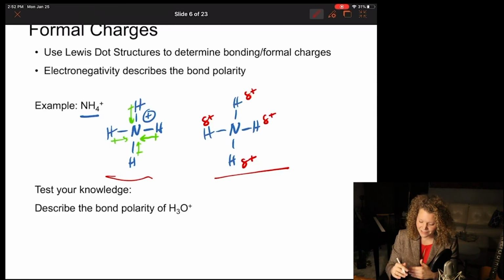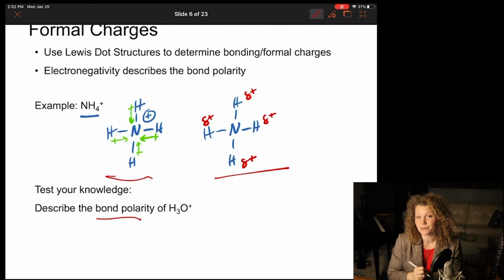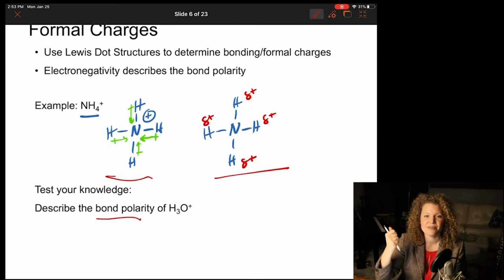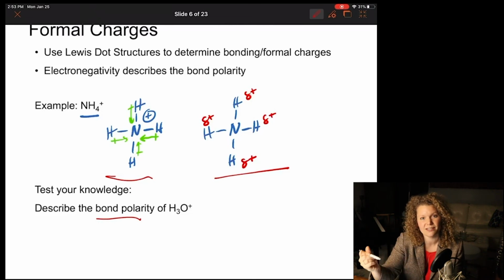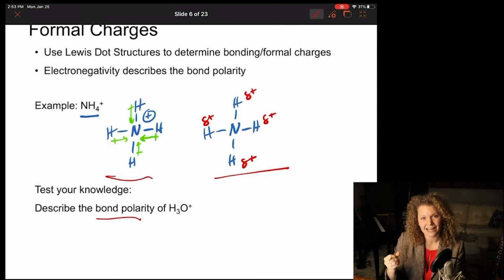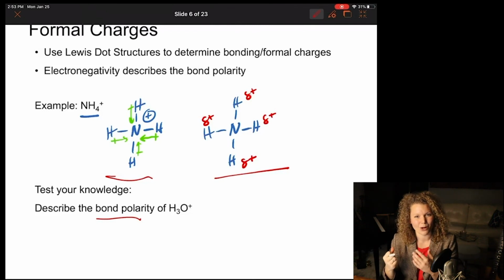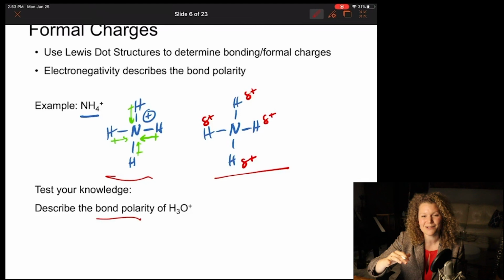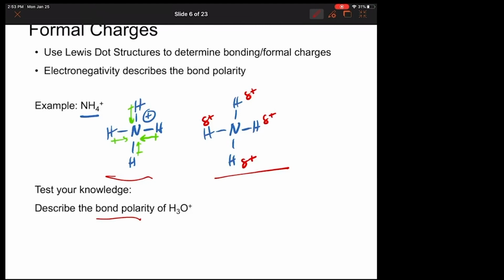So let's test your knowledge here. Describe the bond polarity of H3O+. So first on your paper, you're going to draw out H3O+ like we did before, and then I want you to look at the electronegativity difference between oxygen and hydrogen and decide, where does that partial positive charge lie? Is it on the oxygen or is it on the protons? So go ahead and pause the video and give it a try.